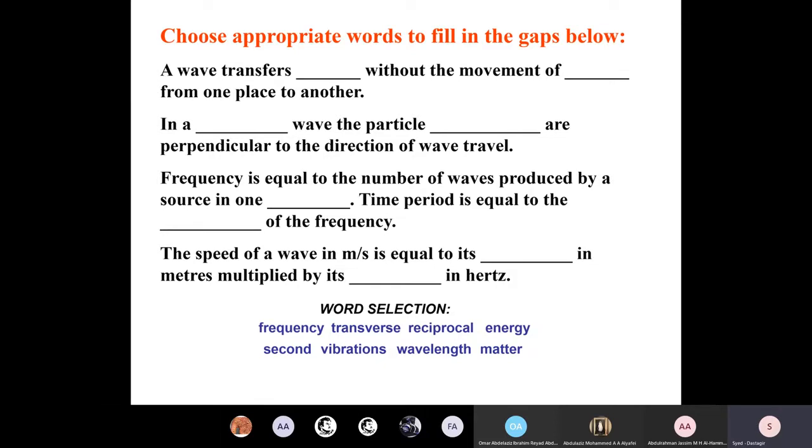Okay, so I'm going to give you 1, 2, 3, 4, 5, 6, 7, 8. I'm going to give you about 3 minutes to complete, guys.